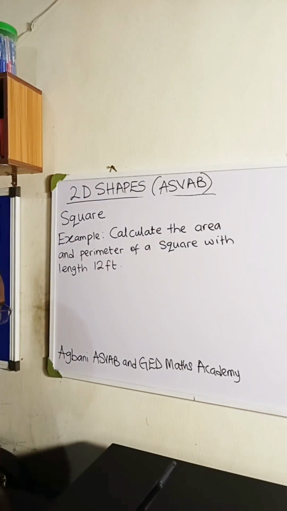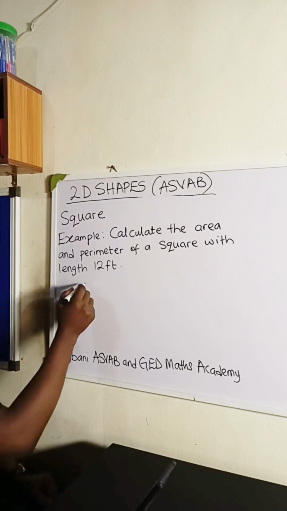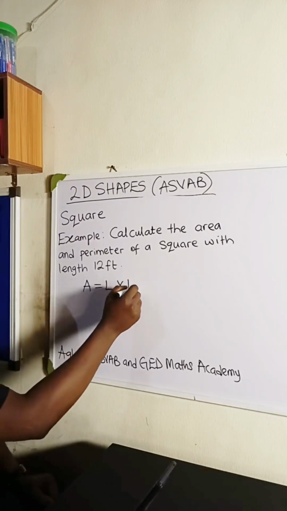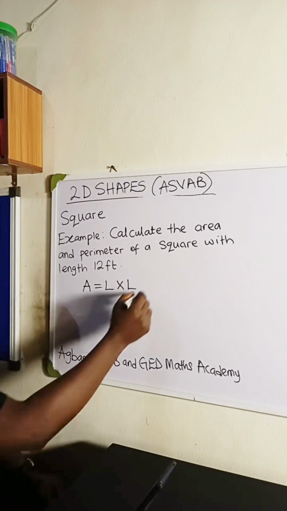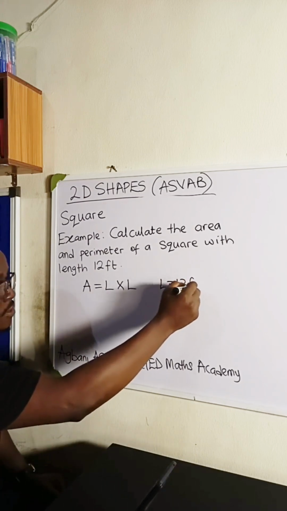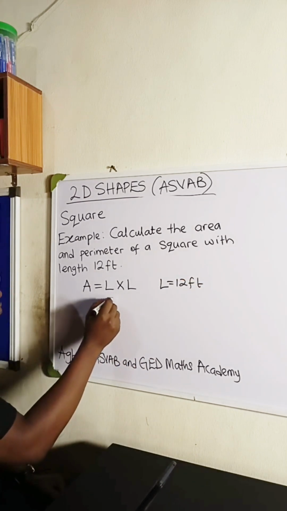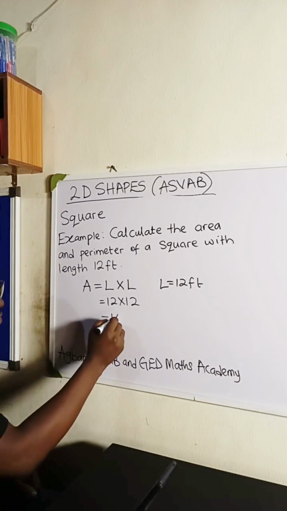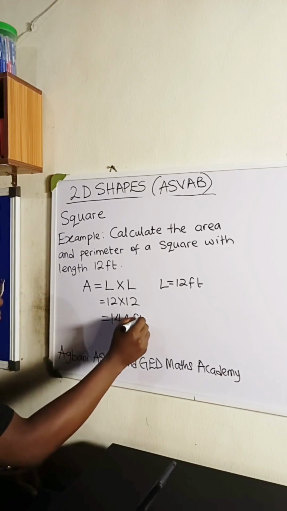So here we're expected to calculate the area and the perimeter of a square. The square has a length of 12 feet. Using the formula we already have, the area of a square is equal to length multiplied by length, where the length is equal to 12 feet. So here we have 12 multiplied by 12, which is going to give us 144.